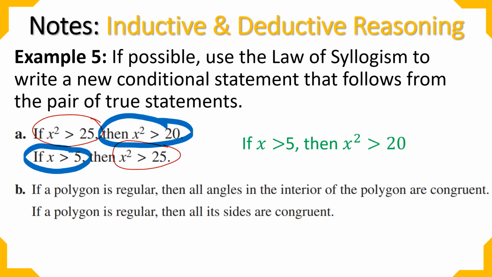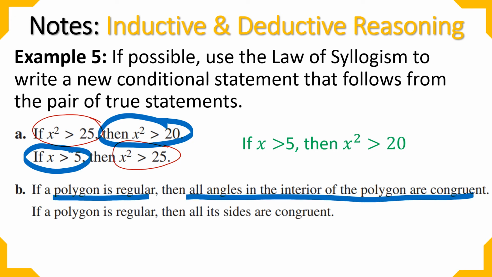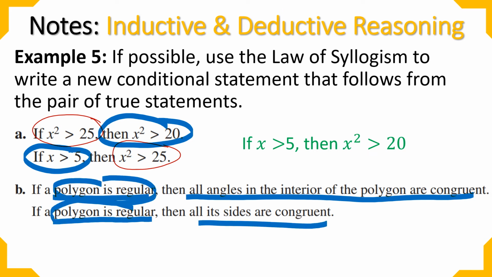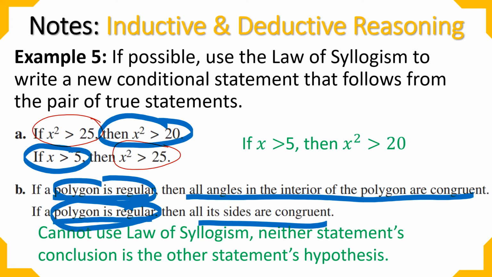Now on B, we have, if a polygon is regular, then all the angles in the interior of the polygon are congruent. If a polygon is regular, then all of its sides are congruent. Now, in this particular statement, we have a hypothesis, a conclusion, a hypothesis and a conclusion, but both of our hypotheses match, but there's no hypothesis that matches a conclusion. Therefore, we cannot use the law of syllogism here. Neither statement's conclusion is the other statement's hypothesis.